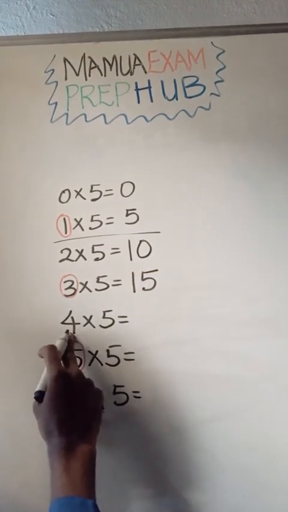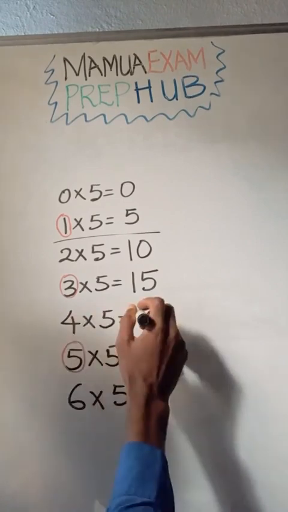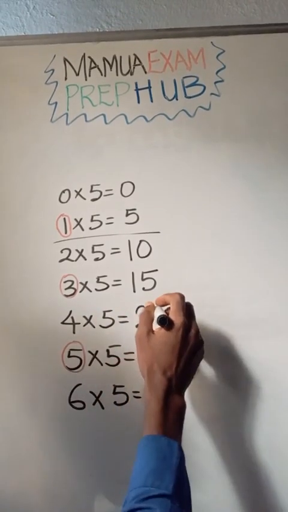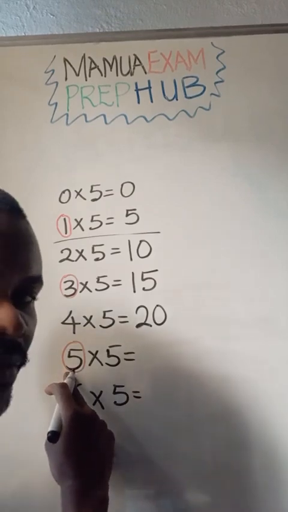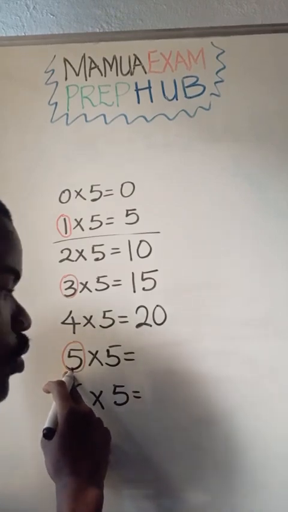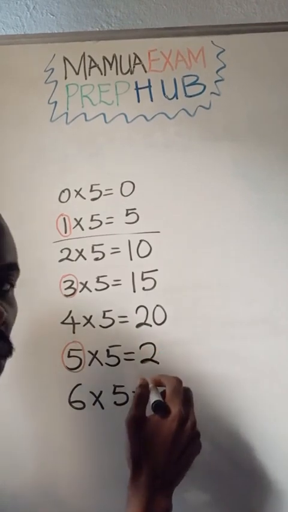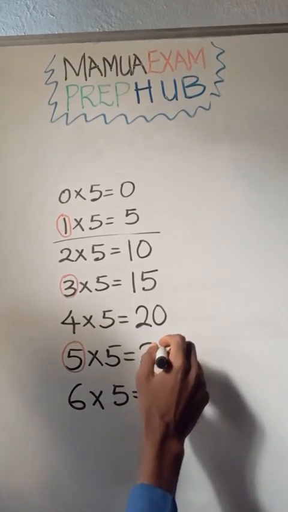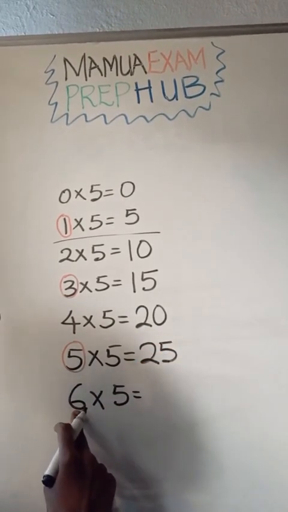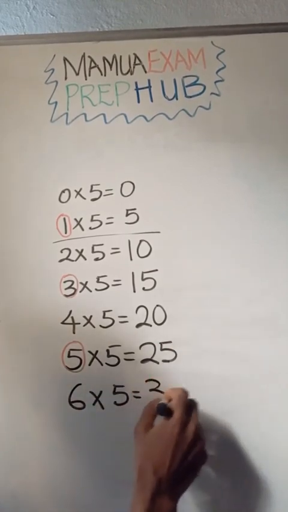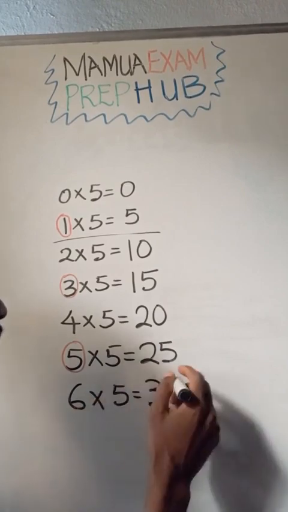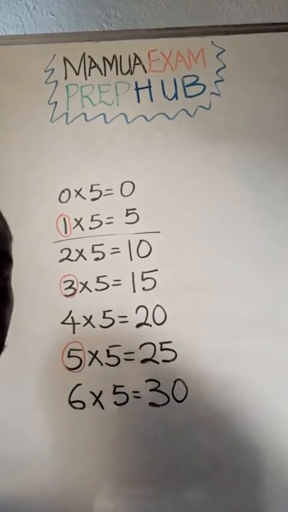Now 4 times 5. If I divide 4 by 2 is 2. There is no remainder, so we'll have it as 20. 5 times 5. If I divide 5 by 2 is 2. The one that remains becomes a 5. 6 times 5. If I divide 6 by 2 is 3. Since this is an even number, we end it with 0.